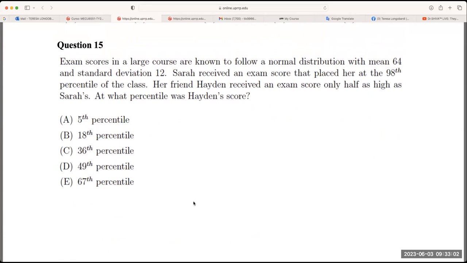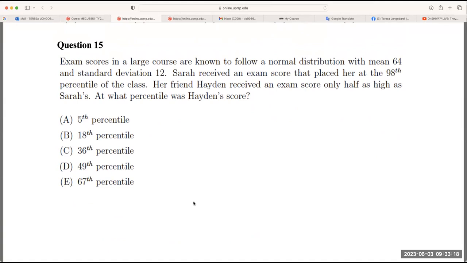Exam scores in a large course are known to follow a normal distribution, with mean 64 and standard deviation 12. Sarah received an exam score that placed her in the 98th percentile of the class. Her friend Hayden received an exam score only half as high as Sarah. At what percentile was Hayden's?